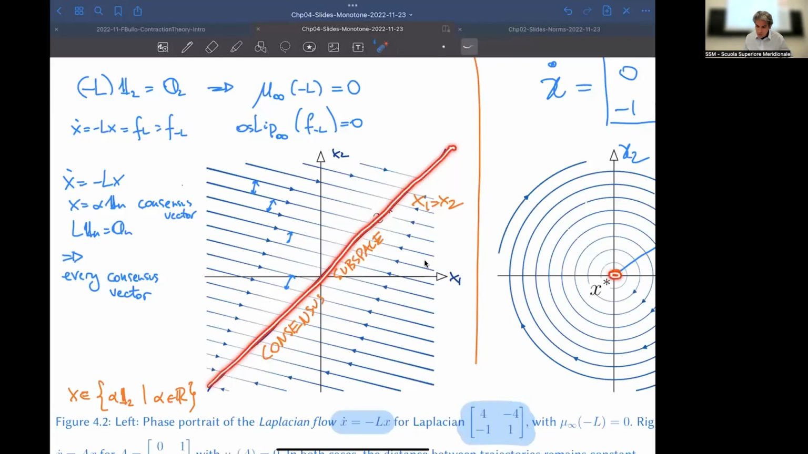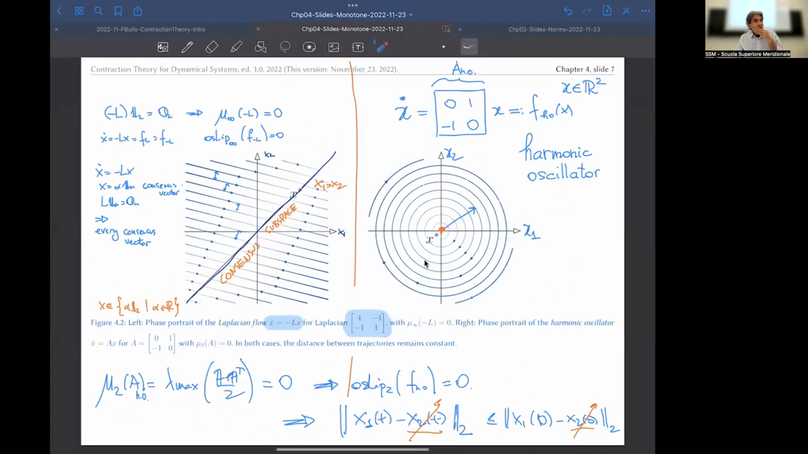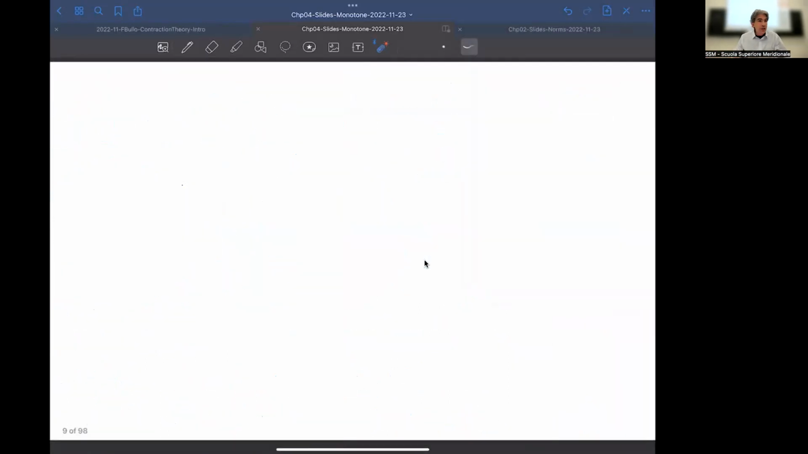Here I had one, no convergence. Here I have an infinite number, and every trajectory converges to one of them, not necessarily the same in general, of course. Okay, so these weakly contracting systems are very rich. It's a very rich case. Let me show you another case.